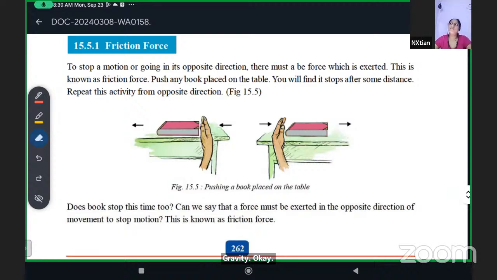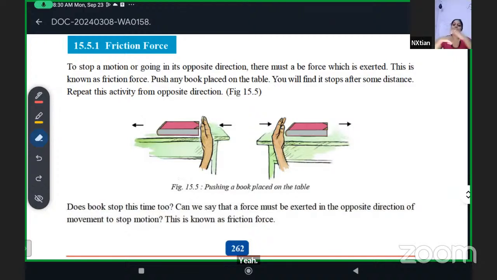Okay. So, ma'am, air resistance and water resistance. Air resistance. Okay. When flying through the air, these are like frictional forces.